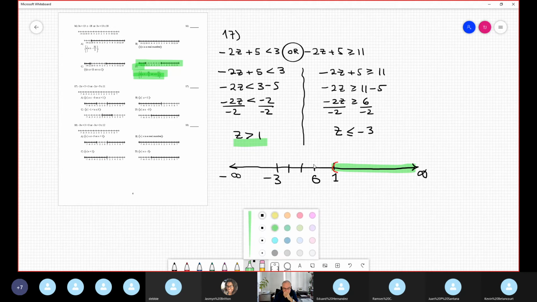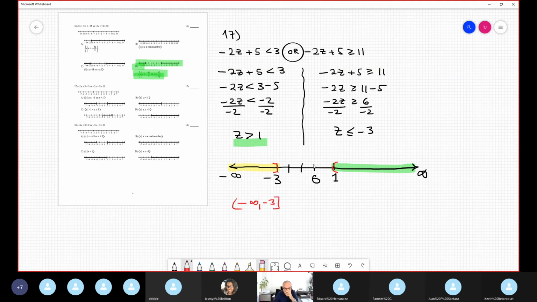Let me use another color, yellow, no? The negative 3 is here. Less than, because it's less than. And this, yes, include. Okay, this in interval notation is from negative infinity, comma, negative 3, parenthesis bracket. This is extra. Union, parenthesis 1, comma infinity.